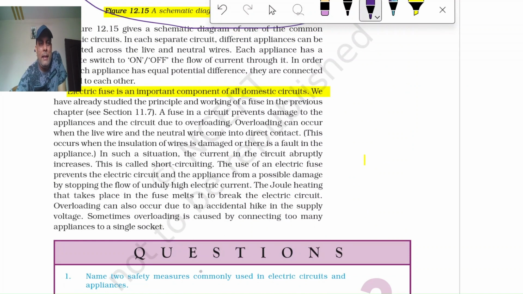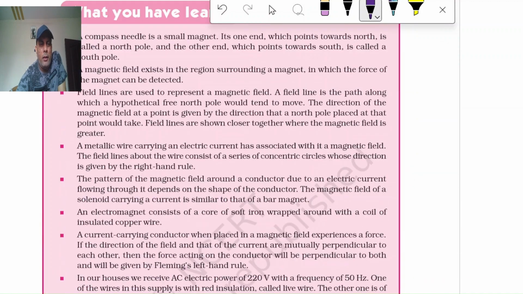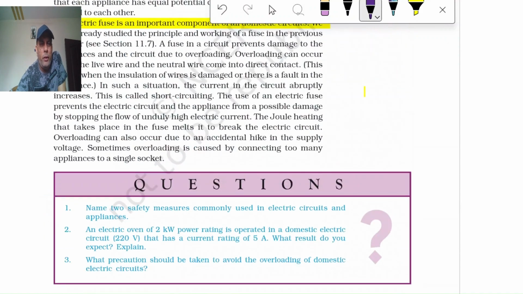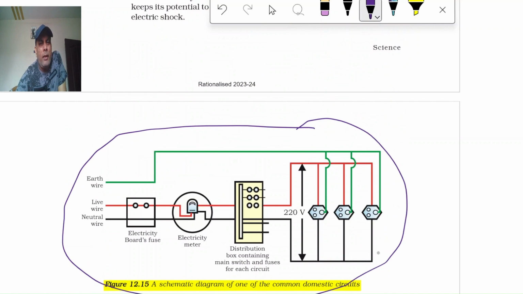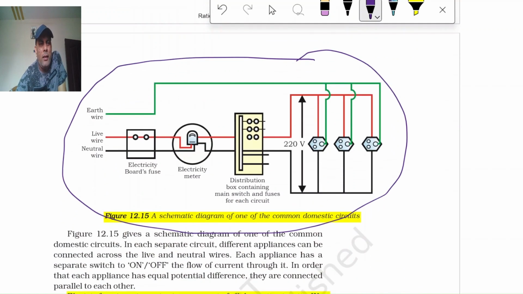So written here are the precautions we take for safety. One is the fuse, another is the earthing. Just read these, which I have already explained, and understand the entire thing. The entire device will be earthed there, and one is the live wire and here is the neutral wire.